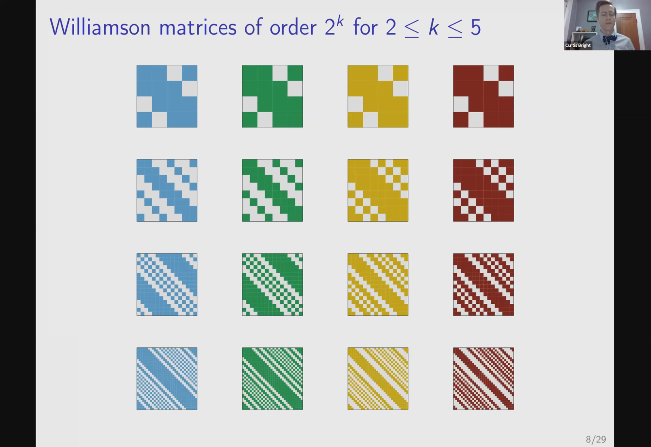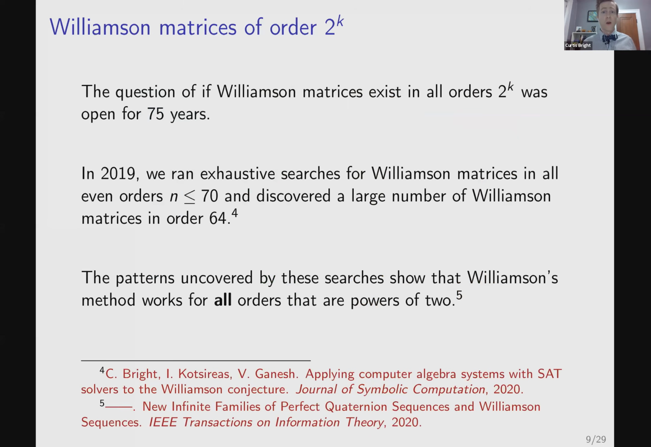And so he gives it in his paper. Here are some examples. I'm not able to prove a general theorem, but they at least exist for all powers of 2 up to 2 to the 5. So when I first see this image here, the thing I think about is, well, does this pattern continue? Can you come up with Williamson matrices in all powers of 2?